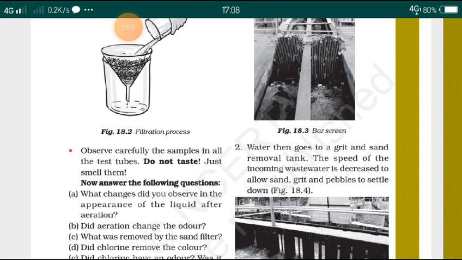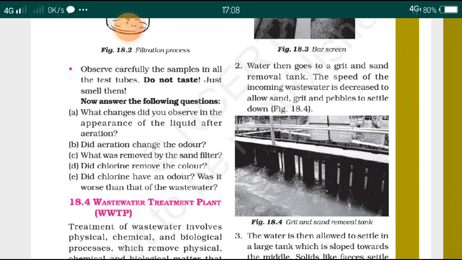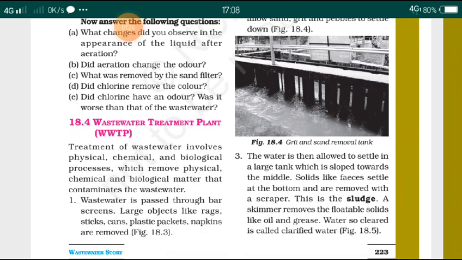Second, water then goes to a grit and sand removal tank. The speed of the incoming wastewater is decreased to allow sand, grit and pebbles to settle down. This diagram shows the grit and sand removal tank.